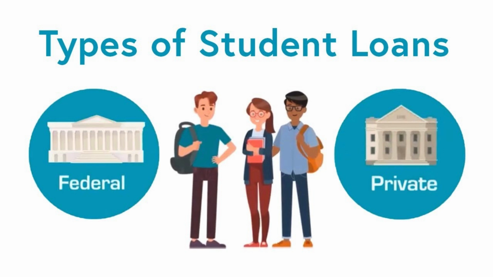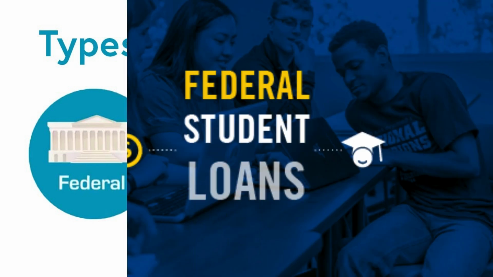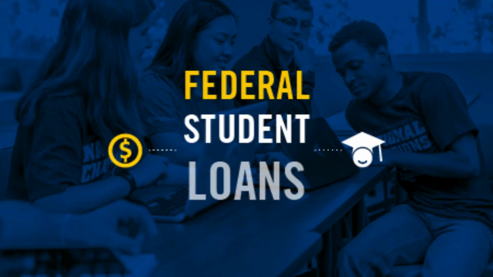1. Types of student loans. A. Federal student loans. Direct subsidized loans, available to undergraduate students with financial need. The government pays the interest while the student is in school and during deferment periods. Direct unsubsidized loans, available to undergraduate and graduate students regardless of financial need. Interest accrues while the student is in school.